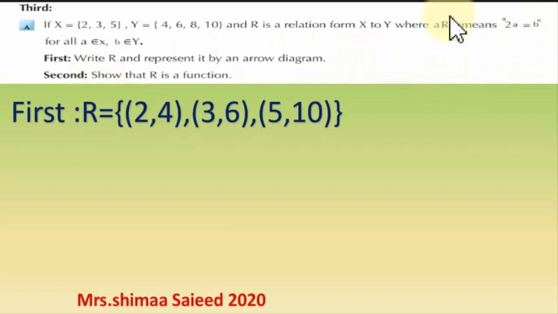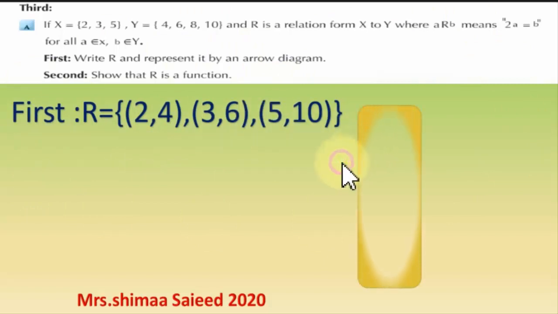2a equals b. So 2 times 2 equals 4. Here we have 4. So the first ordered pair is (2, 4). What about the second ordered pair? 2 times 3 equals 6. Here we can find 6. So the second ordered pair is (3, 6). 2 times 5 equals 10. And here we can get 10. So the third ordered pair is (5, 10). R equals the set of ordered pairs (2, 4), (3, 6), (5, 10).